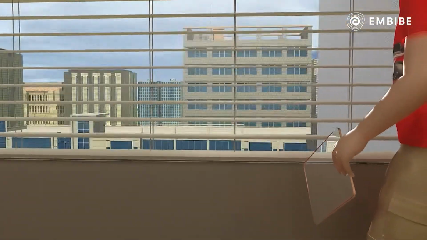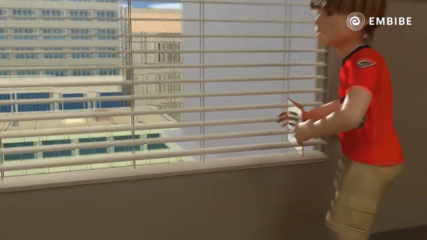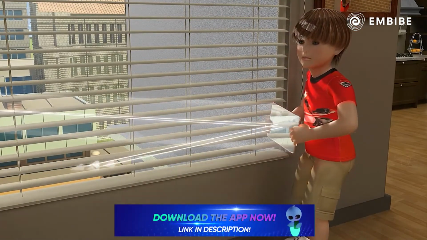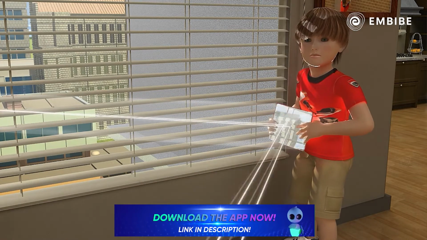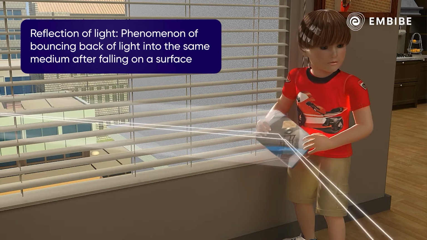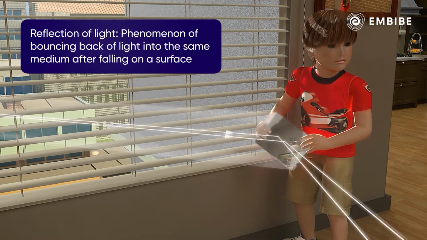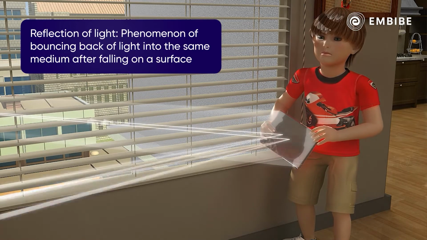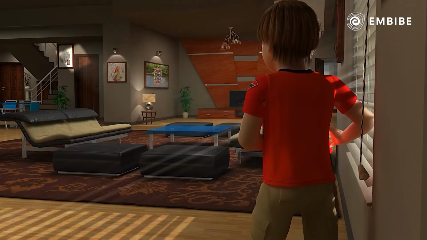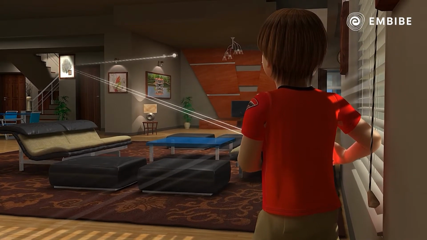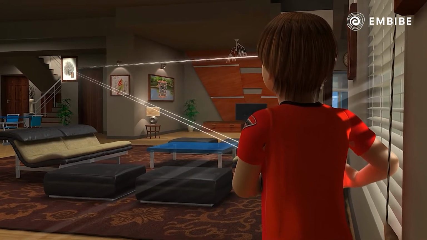If a ray of light is incident on a shiny surface like a mirror, it bounces back into the same medium. The phenomenon of bouncing back of light into the same medium after falling on a surface is called the reflection of light. When light rays reflected from different objects enter our eyes, we are able to see them.